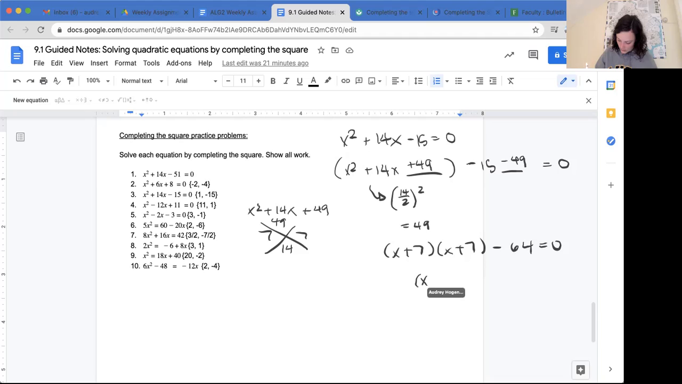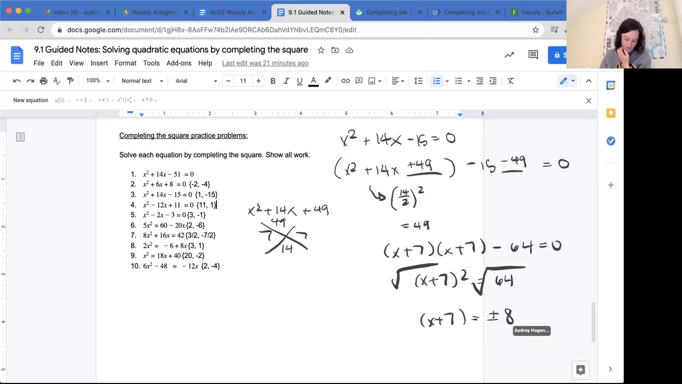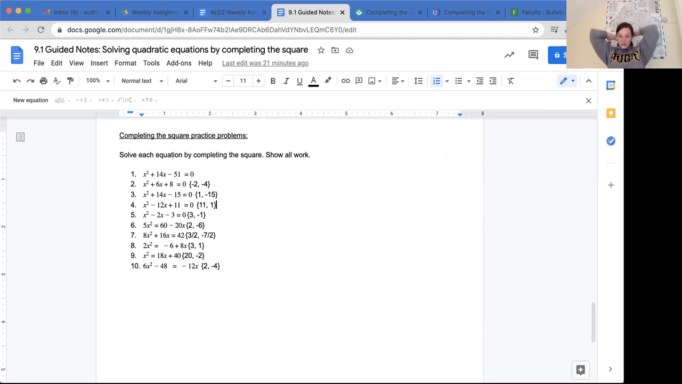So now I know I have x plus 7 squared equals 64. Square root property: I'm going to get x plus 7 equals plus or minus 8. Then x plus 7 equals 8, and x plus 7 equals negative 8. And so therefore I will get x is equal to 1 and x is equal to negative 15. So there's a clear pattern to the way that I do these problems, and hopefully watching me go through this helps you figure out all of the moving pieces of completing the square.